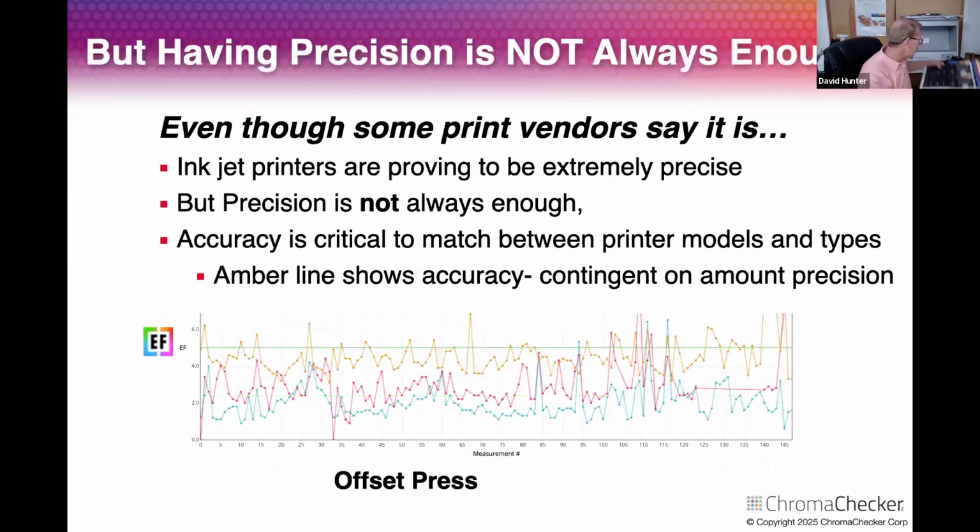Now, I've added a third line here, which is the amber line, which is the accuracy. Because consistency is key, but accuracy is seldom. Meaning how accurate is the press to Grackle? And this has to do with how good, in an offset press, the plate curves are. So when you're looking at this, the press is probably 80% conforming, meaning 80% of the measurements are below the green line. About 20% of the measurements are above the green line, which is the E factor.